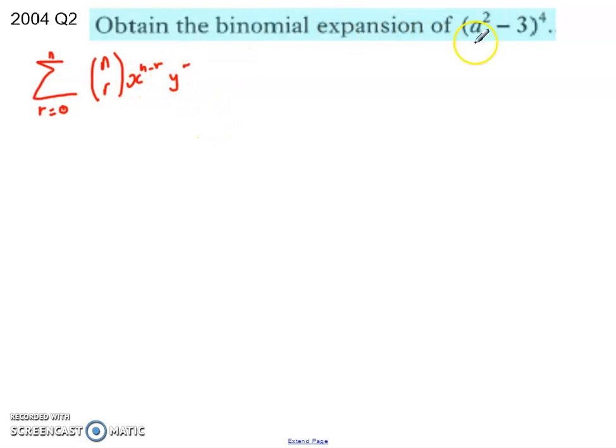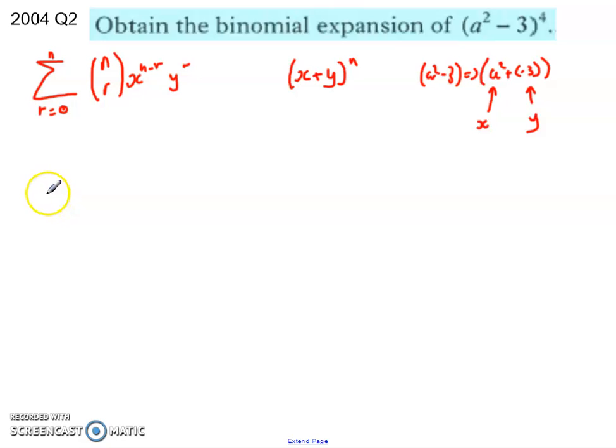Now x and y come from the two parts of the bracket, so we have to identify them and make sure we have them right. One key thing to note is that this is taken when we have x plus y to the power of n. So in this case, my a squared minus 3, to get it in that format, I have to write it as a squared plus negative 3. So that's going to be my x, and the negative 3 is going to be my y.